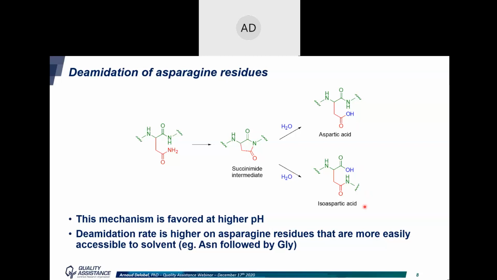So you will generate an acidic variant, and that happens during the life of your product. This mechanism is favored at higher pH, and the rate will be higher on asparagine residues that are more easily accessible to solvents. So, for example, an asparagine that is followed by a glycine residue.